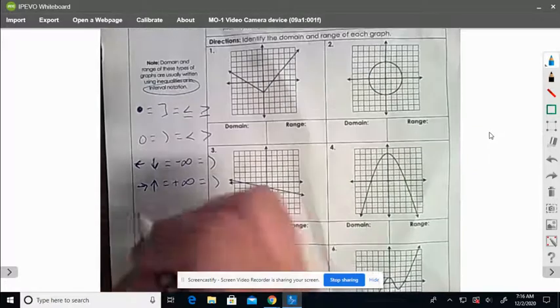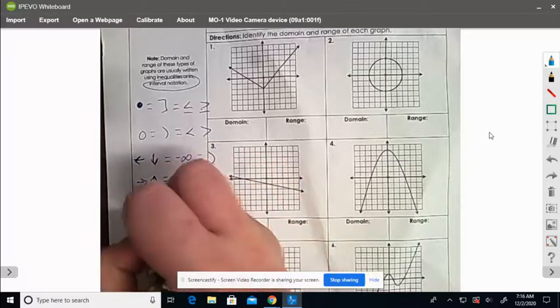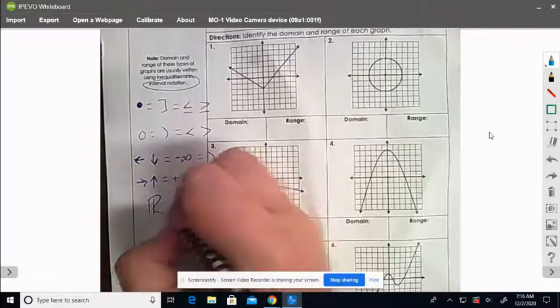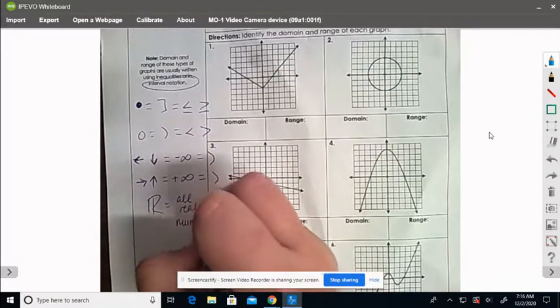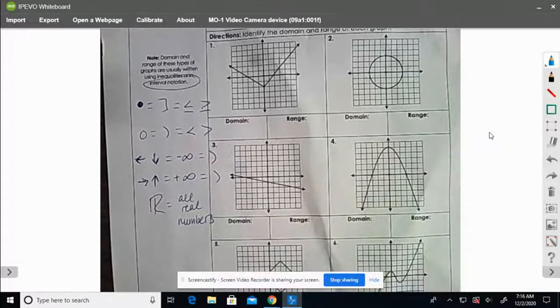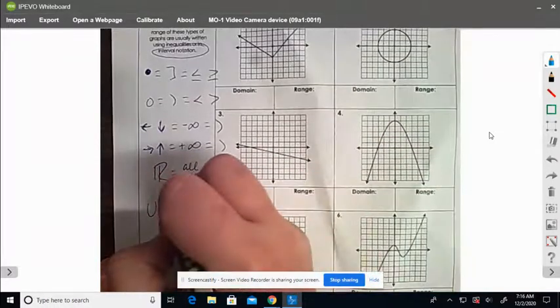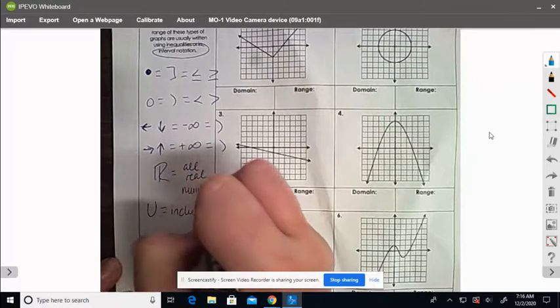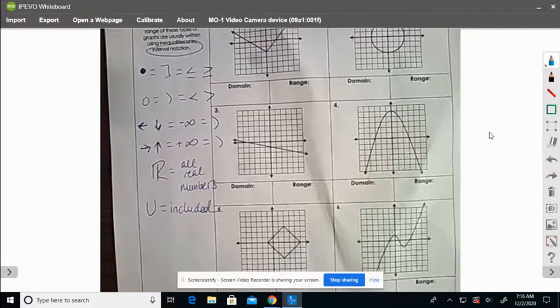Okay. You also need to know this fancy R. It's 2 lines, and then you just make an R out of those lines. This is called, or means, all real numbers. What it means essentially is that you're going infinitely in both directions. So any number works. The other thing we might need to know is that a U means included. And I think that's it. If I miss anything, I'll go back to it. Okay.